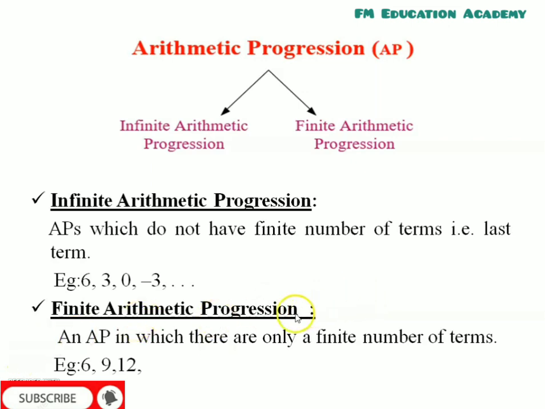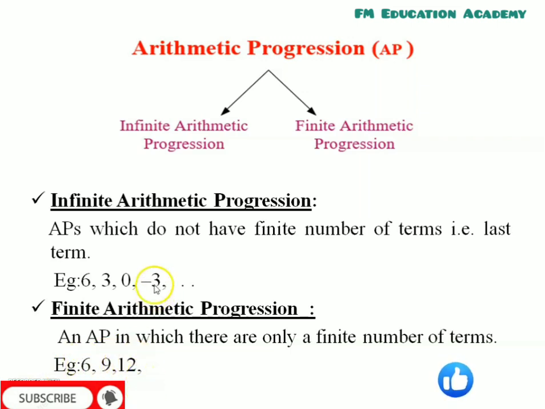A finite arithmetic progression is an arithmetic progression in which there are only a finite number of terms. Example, observe this: 6, 9, 12. Here it is ending. Here it should be a full stop. You should not have any comma here. So here I am having the last term as 12. 6, 9, 12, this is my finite series.